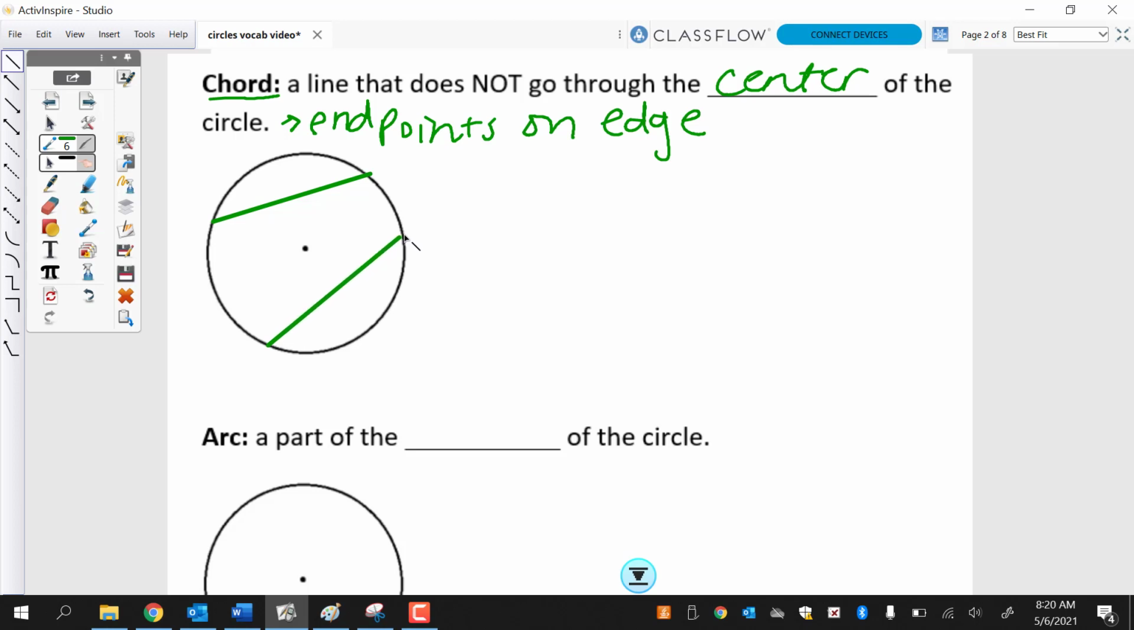This is a chord. You could draw like 1,000 chords. It doesn't matter. They can cross each other. Great. All of these are chords because the endpoints are on the edge. Doesn't go through the center.